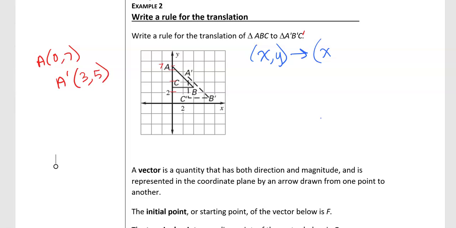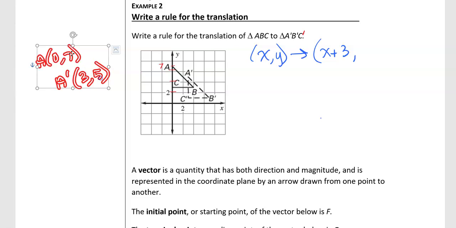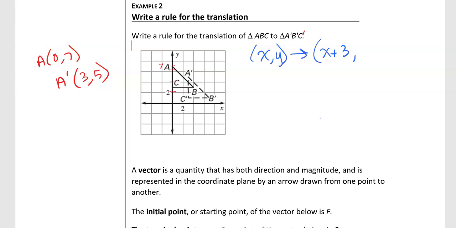All right, so let's look at those values. So I'm going from 0 to 3. So I am going up by 3. So that is going to be written as x plus 3. Now I'm going from 7 down to 5 on the y values. So I'm going to go decreasing. So I want you to think decreasing is subtraction. So every y value is going to be going down by 2. And so that right there is my rule.